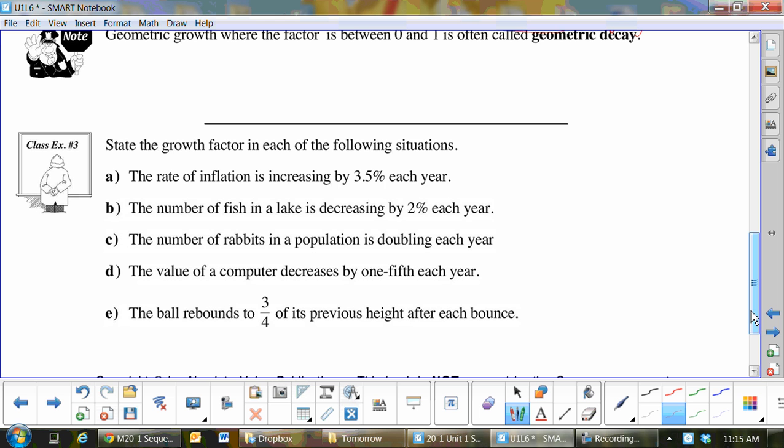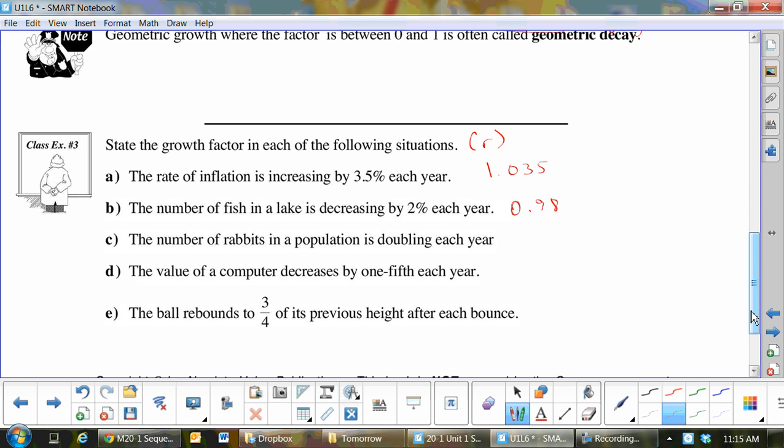So what would be my R? I'm looking for R in rate of inflation increasing by 3.5%. What's my R? 1.035. Okay, now I want hands up, okay? Let's see if you know this. Number of fish in the lake is decreasing by 2% each year. What is my R? Yes. 0.98. Good. 1 minus. Okay.